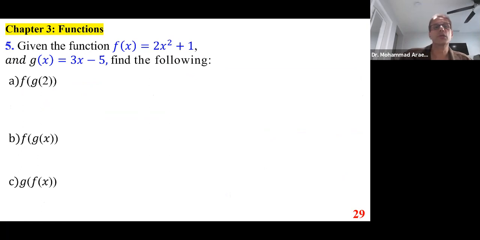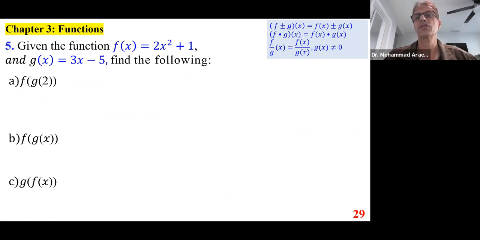Now f of x is 2x squared plus 1, g of x is 3x minus 5, and we want to find the following. So a quick reminder, f plus g of x is f of x plus g of x. That's the operation, okay? The algebra of functions. f times g of x is f of x times g of x. f over g of x is f of x over g of x. So the sum function, the difference function, the product function, the quotient function.